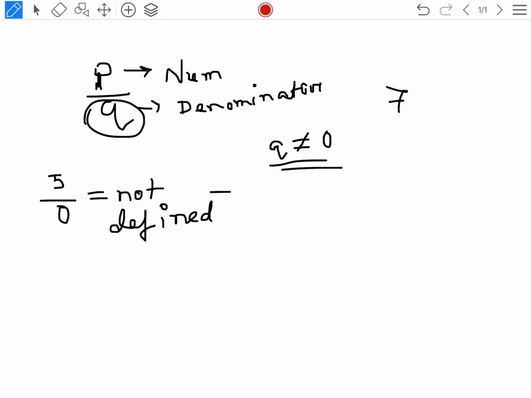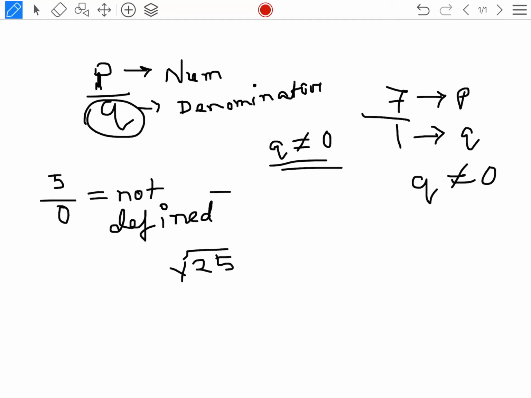What about 7? Is 7 a rational number? Yes, it is, because we can write 7 as 7/1. Here 7 is the value of P, and 1 is the value of Q, and we can see that here Q is not equal to 0. Understood? So it is a rational number. Another one is given, suppose root over 25. Root over 25 means what? Root over 25 means 5, yes or no? And we can write 5 as 5/1. So it is a rational number.